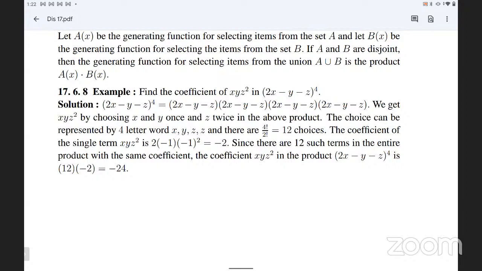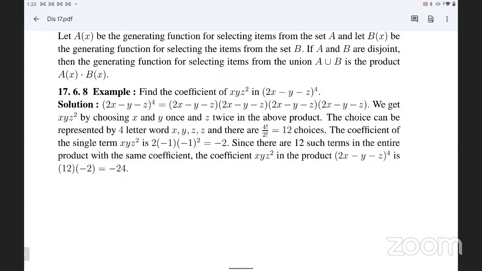So in total how many degrees? It is a total. I can take 4 factorial divided by, here x, y, z, and the z's are how many? 2 are there. So 1 factorial into 1 factorial into 2 factorial, that is equal to 12 choices. The coefficient of the single term x, y, z square is 2 into minus 1 into minus 1 whole square, equal to minus 2. So there are 12 such terms in the entire product.